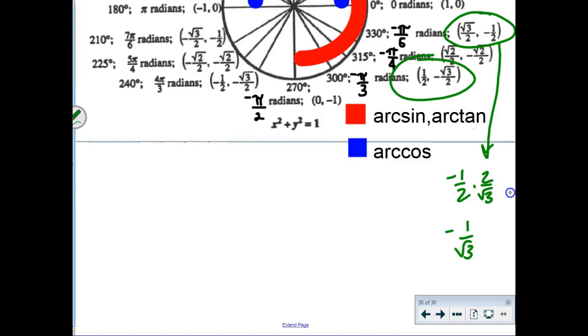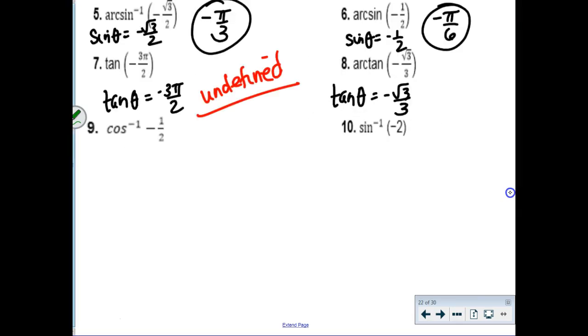I already forgot what the question was. Was that the one I wanted? Oh, good. We found it. What was that? Negative pi over 6. Thank you for calling it the right name.